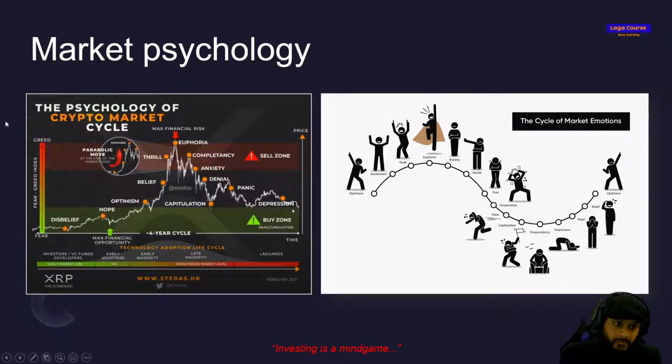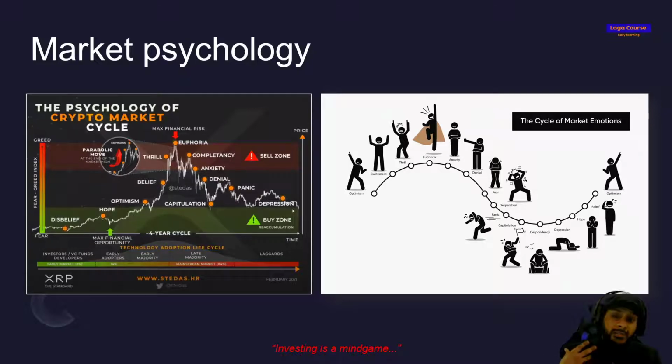So, I've got this chart. I got it from the internet. It's from this person, so credits goes to him. He has made a beautiful chart about the emotions that come with the market as well. So every stage of the market, when it's at its lowest point and when it's at its highest points and everything in between, is connected with human emotions.